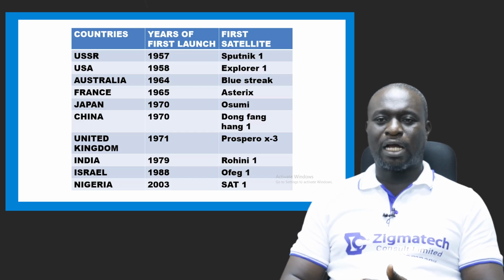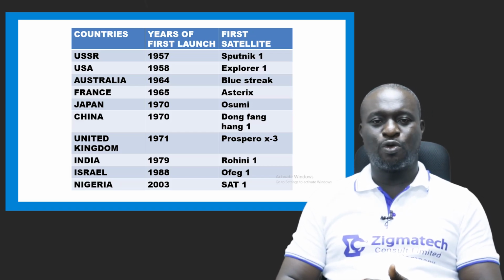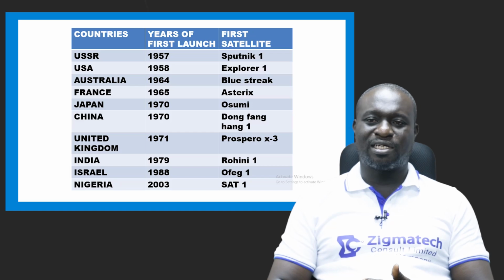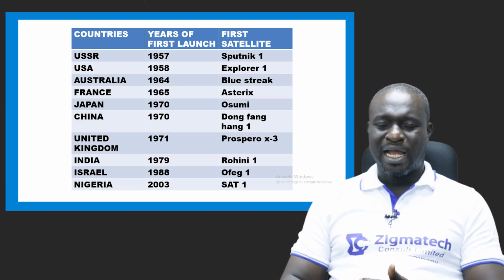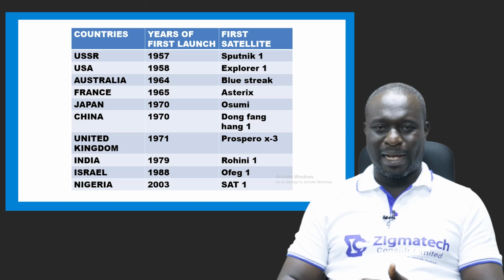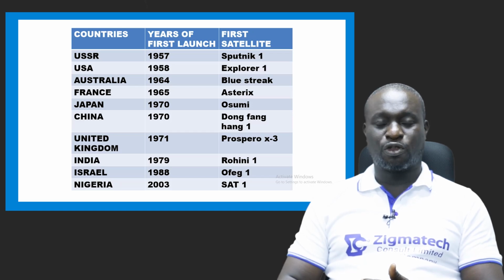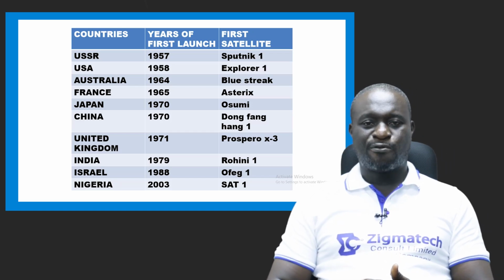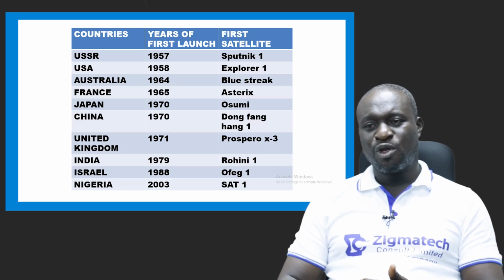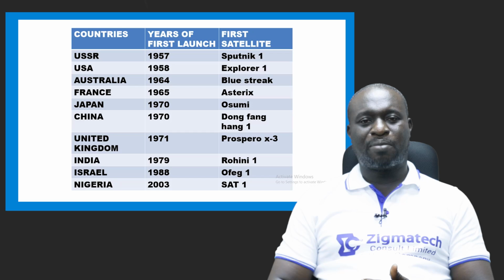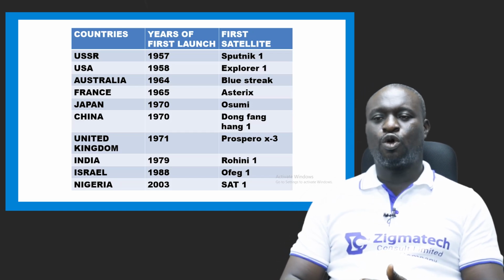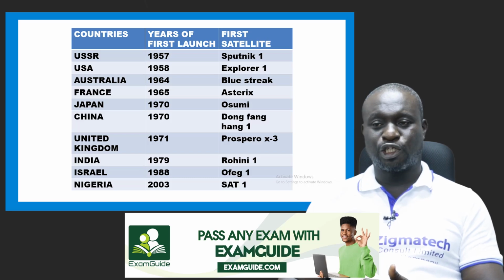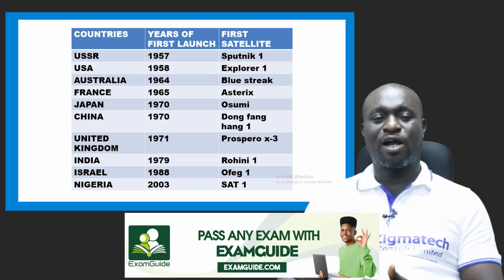The second one is launched by the USA, United States, and it was in 1958, a year after the launch from the USSR. And it is called Explorer 1. We also have the Australians. Australians also launched theirs in 1964, which is called the Blue Streak, followed by France in 1965, which is called Asterix, followed by Japan in 1970, which is the Osumi, and then China also in 1970, which was their year of first launch, and that is called the Dongfanghong 1.